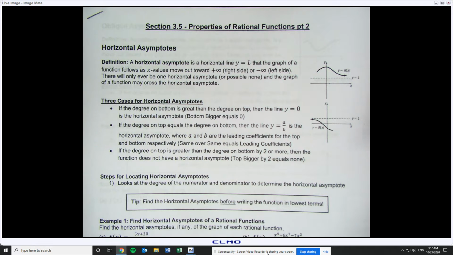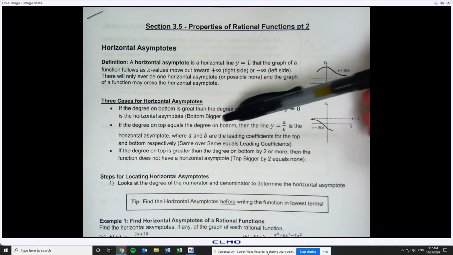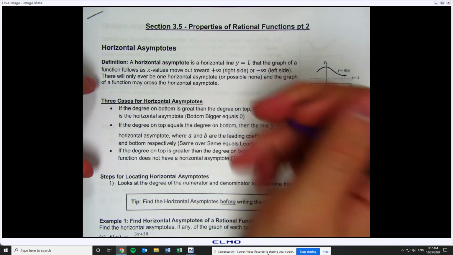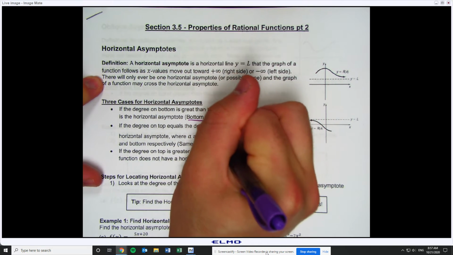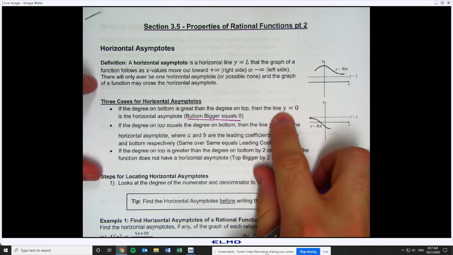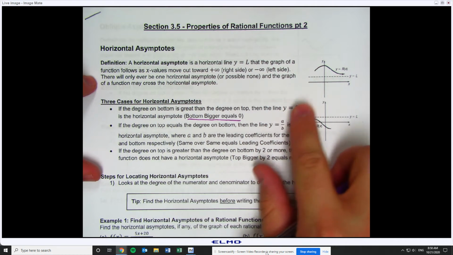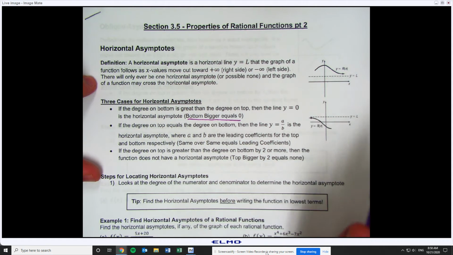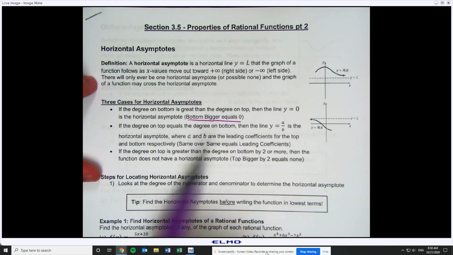If the exponent on bottom is bigger, so right here, if the bottom exponent is bigger, then your horizontal asymptote is the line y equals 0. So it's just going to be the x-axis. So you'll say bottom bigger equals 0.